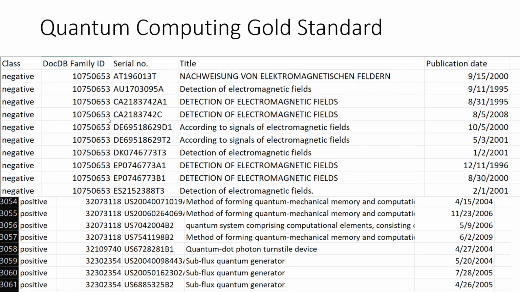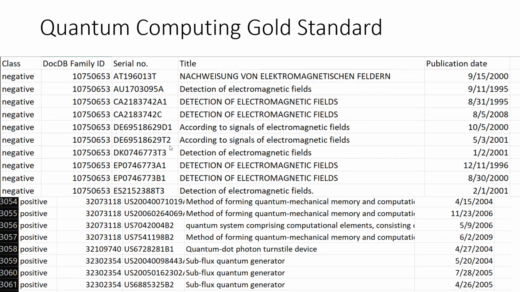And actually, the first 2 or 3 letters will tell you where it came from. So, for example, you can see these are different country names, Canada, Australia, and so on, Germany, Denmark, the European Patent Office, Spain. Look down at the positive documents. That's actually a whole bunch of U.S. patents listed down there. So you can see the different countries and the different numbers.